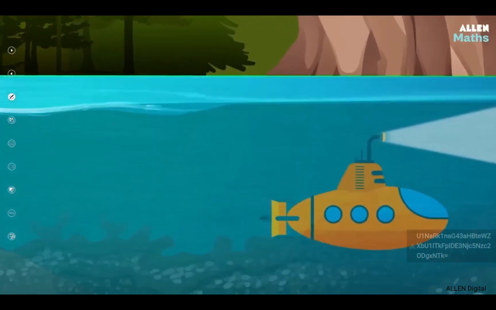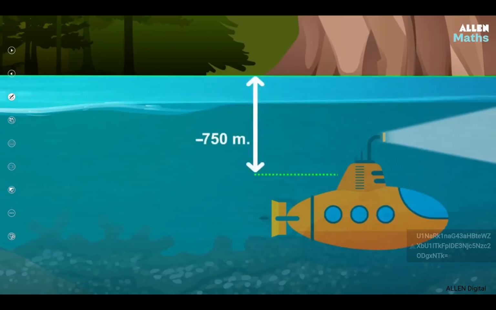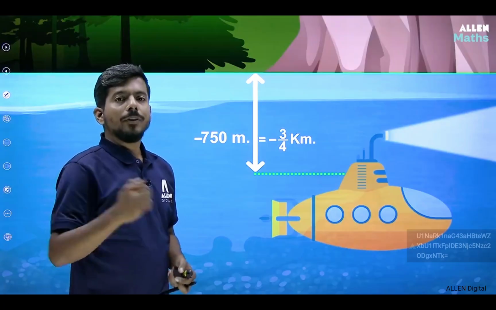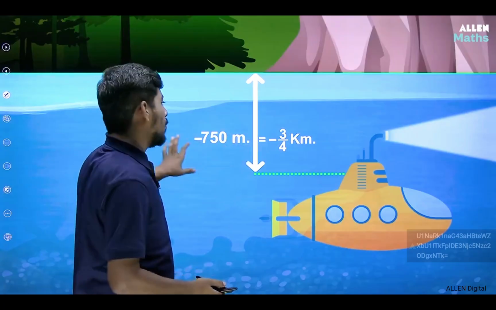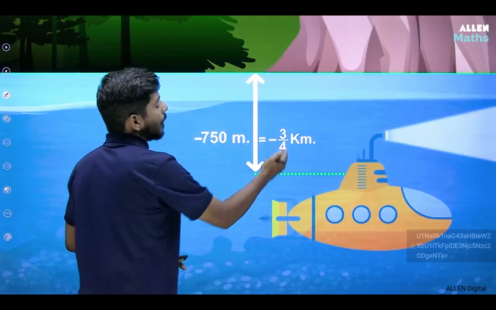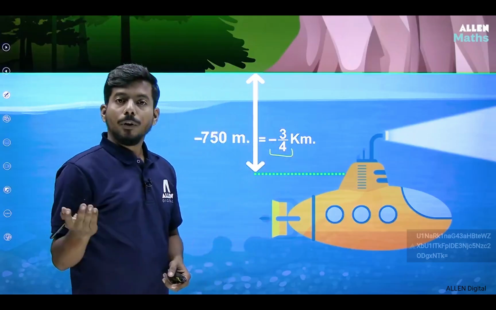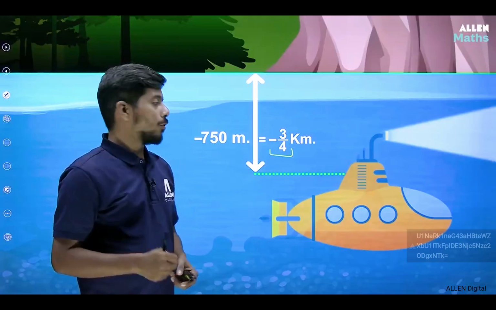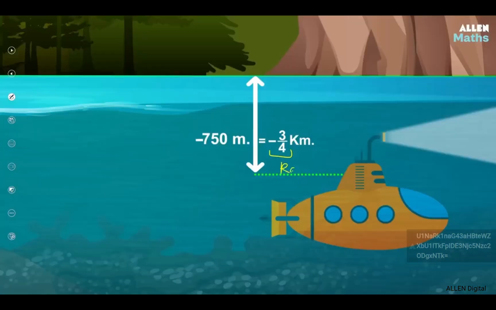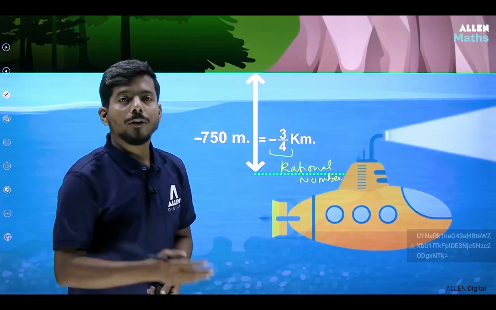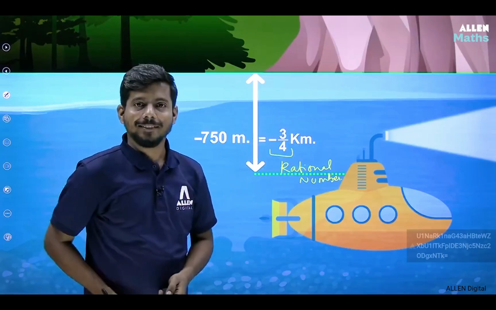Now, the position of the submarine is below the sea water level, and we have already studied in lower grades that if something is below the sea water level, we denote it with a negative sign. Now, this -750, if we convert it to kilometers, we have -3/4. Now, what type of number is this? We know that fractions cannot be negative. So this is a rational number. It looks like a fraction, but it's not a fraction because it's negative. We'll discuss that in detail in the next slides.